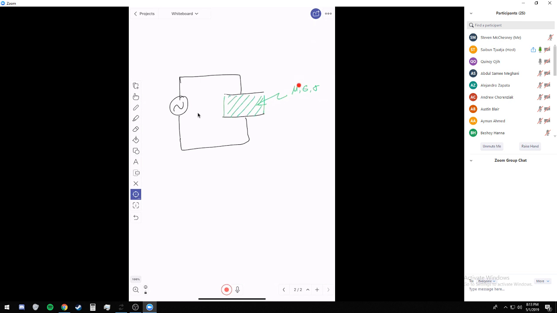So you can have paramagnetic or diamagnetic or ferromagnetic. All right, so those are the terminology. Epsilon, on the other hand, is basically a dielectric constant.